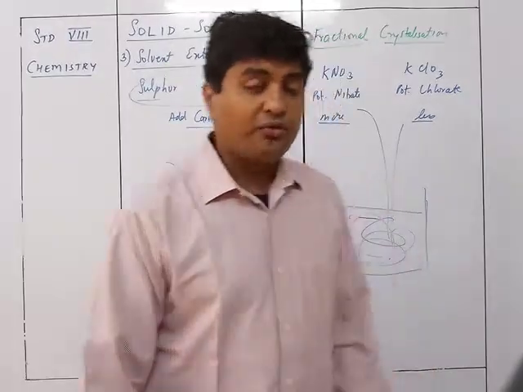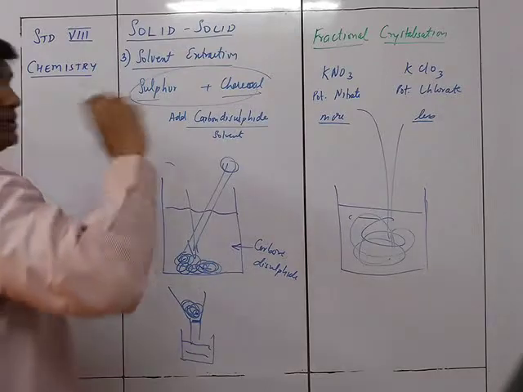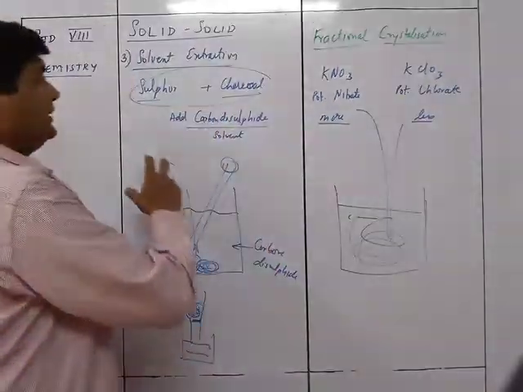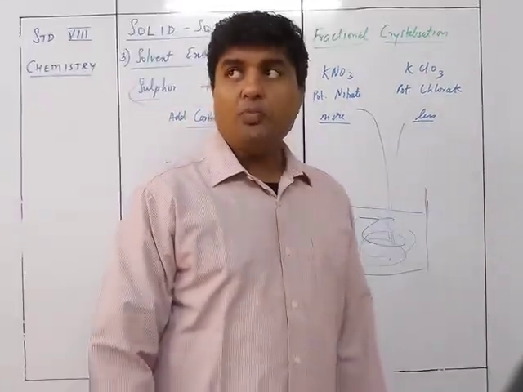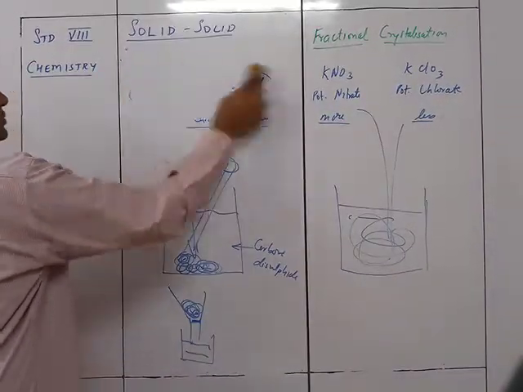So these were the 4 forms of separation of solid to solid mixtures. The first one was sublimation, second magnetic separation, third is solvent extraction, and fourth is fractional crystallization. We now move ahead to the next part, that is solid liquid mixtures.